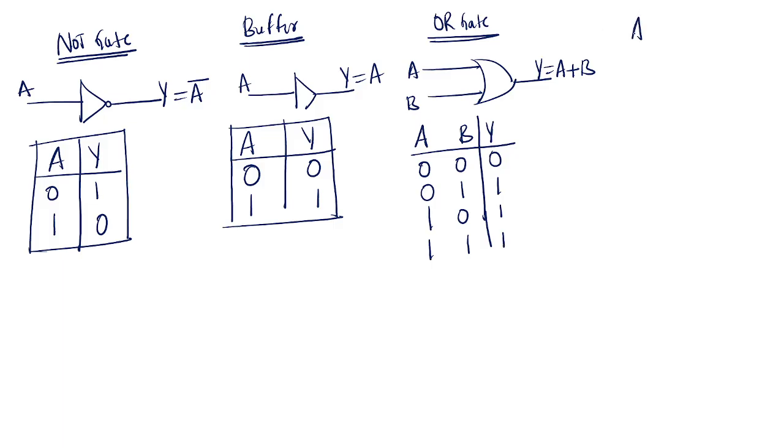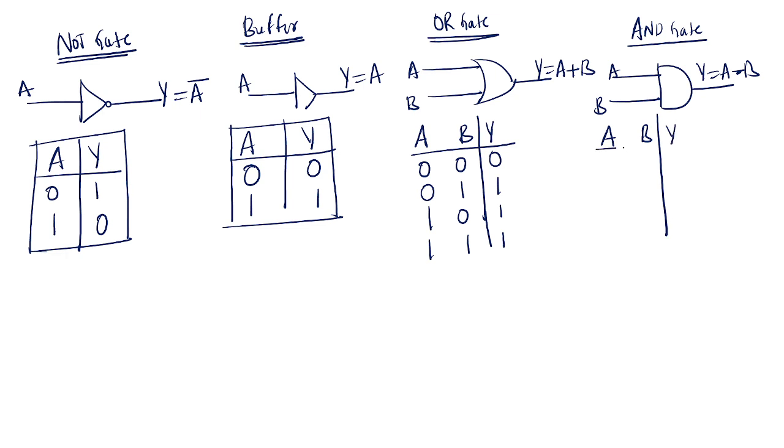Next, AND gate. This is the symbol for AND gate. A, B, Y equal to A and B. A, B, and output is Y. If any one of the input is low, the output is low.